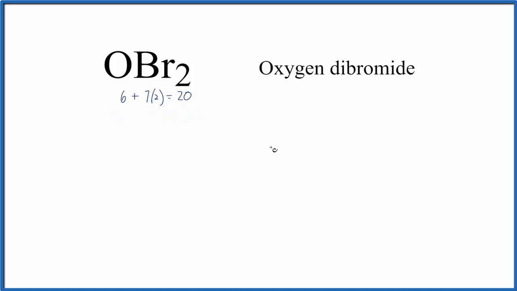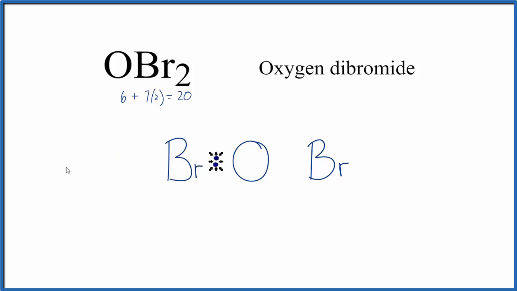We'll put oxygen in the center, and then bromine on either side. So we have a total of 20 valence electrons. We start by putting electrons between atoms to form the chemical bonds. We've used 4. Then we'll go around the outside atoms and complete their octets. And so far, we've used a total of 16 valence electrons. We have 20 total, so we have 4 more valence electrons.